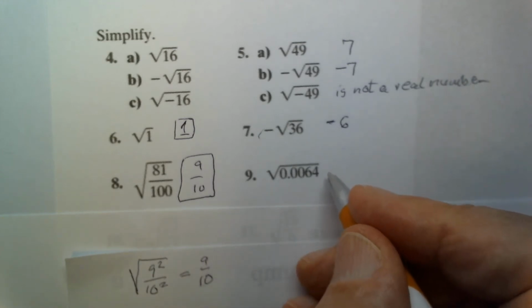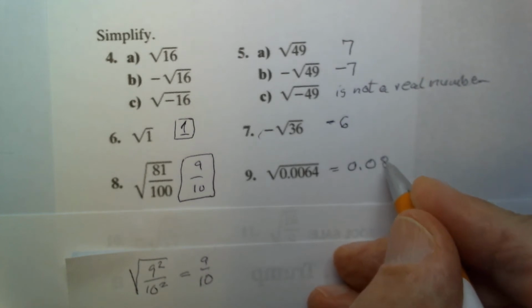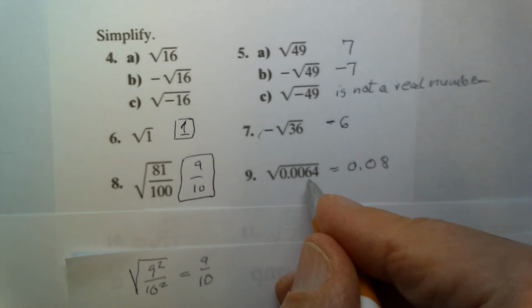And this is simply equal to 0.08, because when you square 0.08, you get 0.0064.